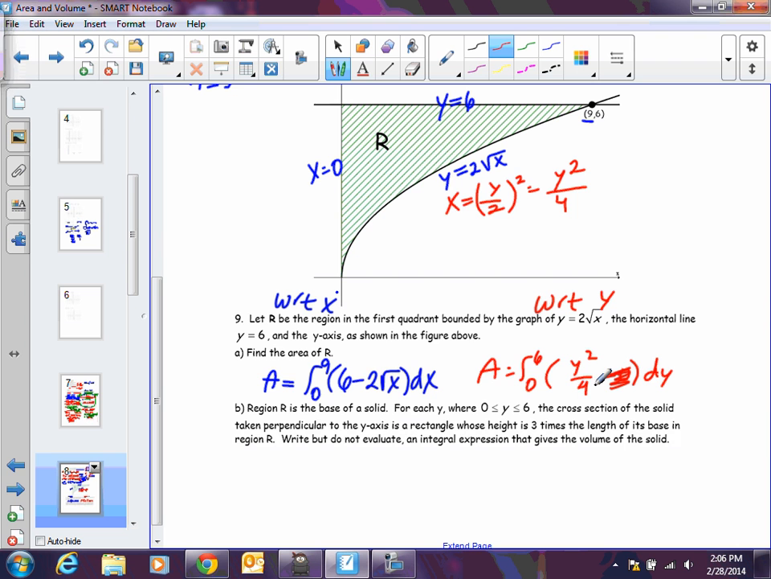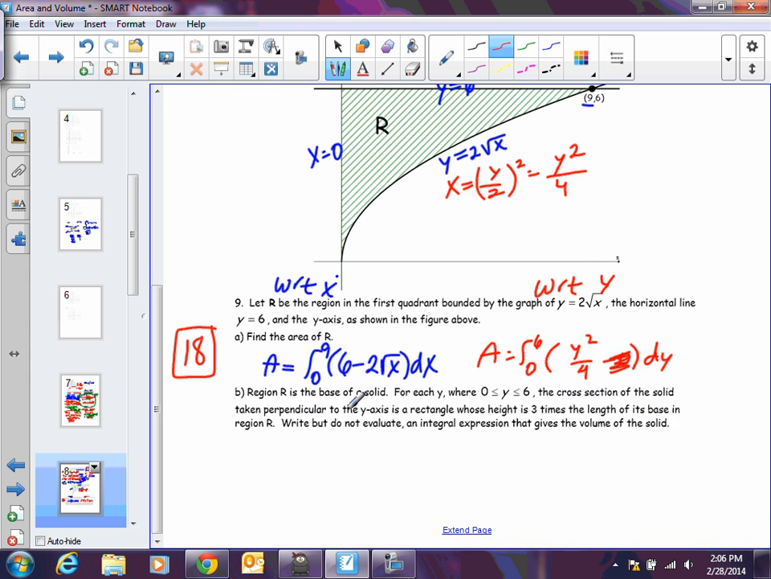So if we were doing this by hand, with respect to y would actually be easier to integrate. Okay, but we're not going to do this by hand. So what's the answer you guys got? 18. Good. Did you figure it out? Okay. And that's really easy to happen.